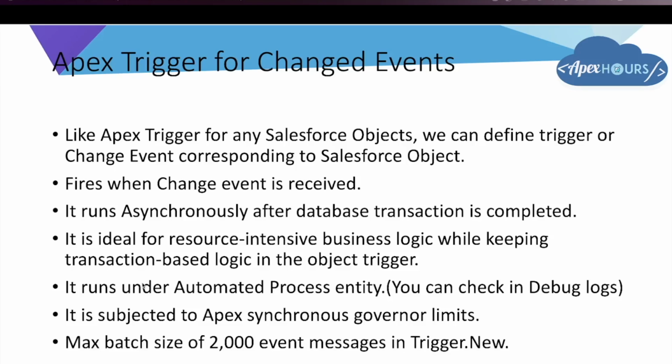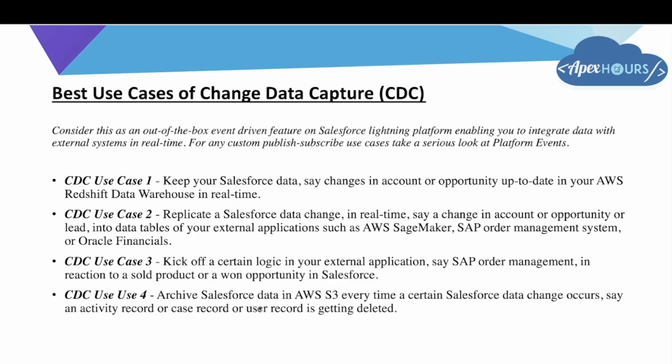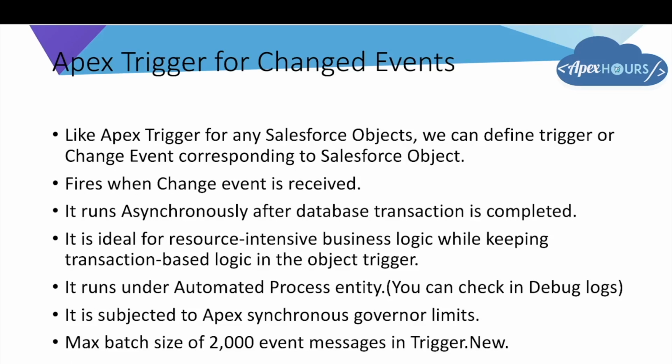It runs under the Automated Process entity. We will see that. So when it runs, in the debug log you do not have to put a username to catch the debugs. You have to put it by this name, Automated Process. It is subject to the Apex synchronous governor limits. So although it's asynchronous in nature, it will follow the synchronous governor limits. And the batch size, like in Trigger.new, for an object trigger we have 200, but in this case the batch size is 2000. Now we will see the demo first, and then I'll show you some use cases.